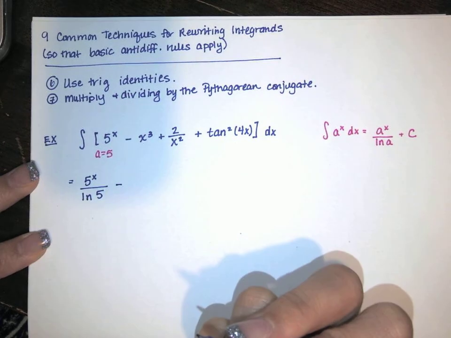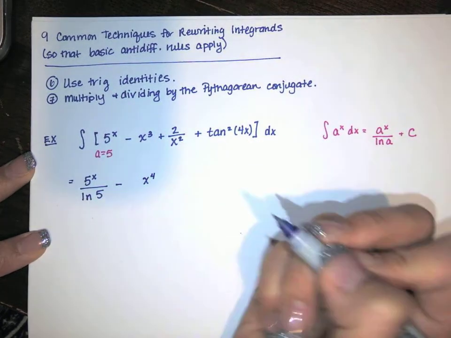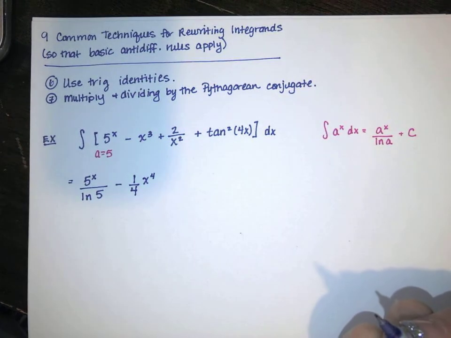And this one is a simple power rule. So I bring my constant coefficient down, -1, then I add 1 to the exponent, and I divide by the new exponent. And dividing by 4 is the same as multiplying by 1/4.